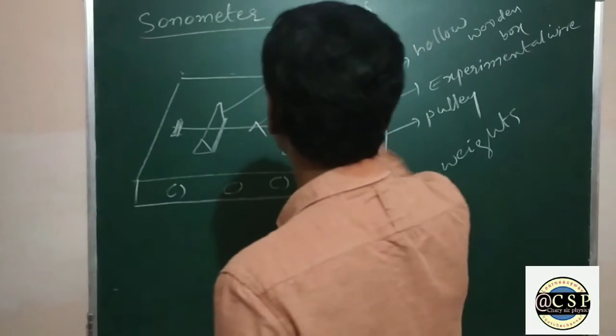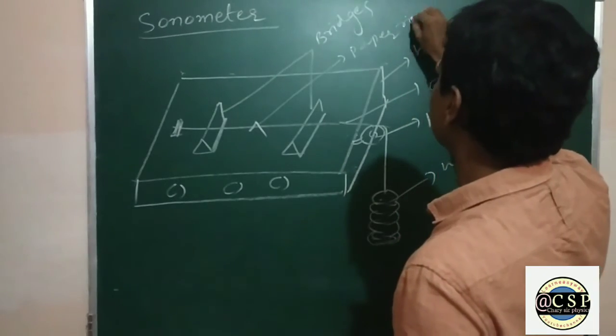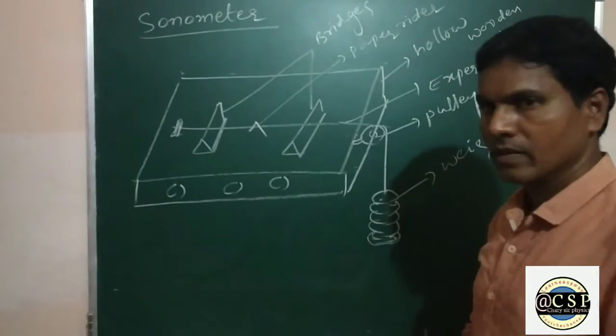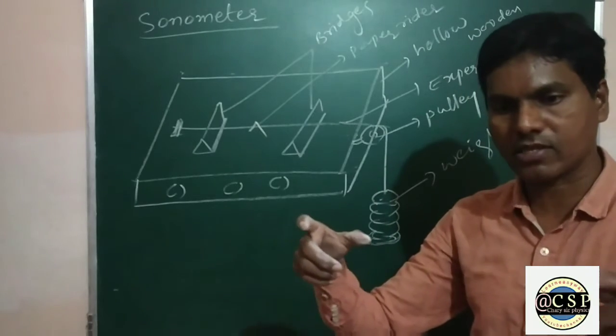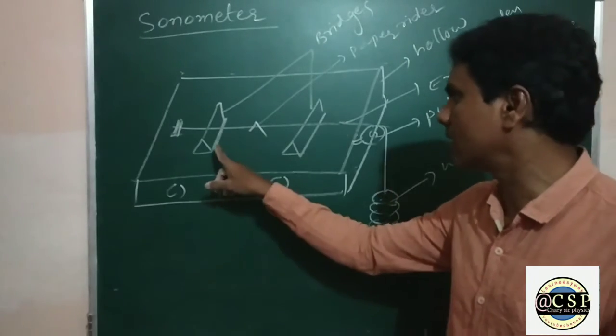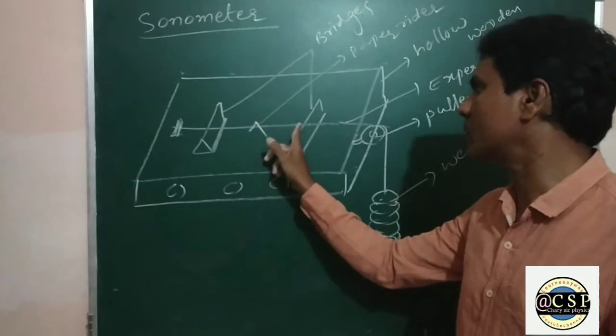This is the paper rider. When it falls down, the bridges are stopped. Then we have to calculate the length of the string between the two bridges, from here to here.